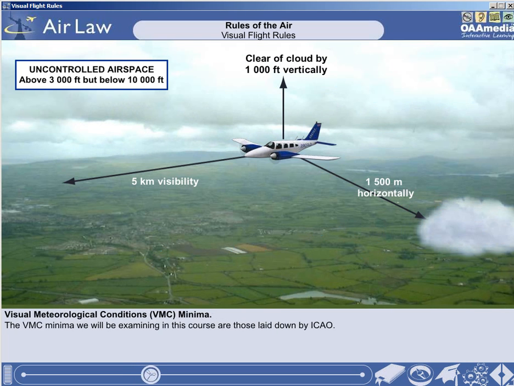Before passing on to the visual flight rules themselves, let's take a closer look at VMC minima. The visual meteorological conditions minima that we will be examining in this course are those laid down by ICAO. The VMC minima in the airspace over individual nations may be very slightly modified from the ICAO standards, but there should not be any significant difference. In any case, in the JAA ATPL examination, you will be examined on the ICAO figures.